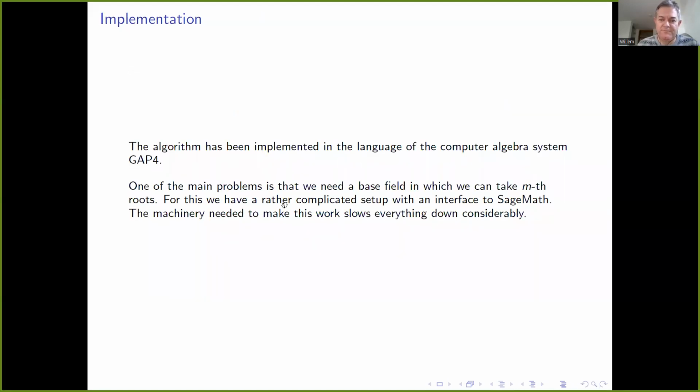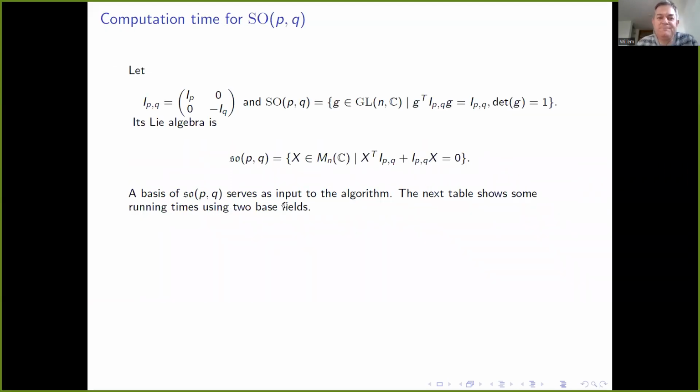Okay, so an example. SOPQ, which is a connected example. The SOPQ is defined like this. You take this matrix IPQ, which is first the P times P identity matrix, and then minus the Q times Q identity matrix, and that defines a bilinear form. The SOPQ consists of all n times n matrices, where n is P plus Q, that leave this form invariant.